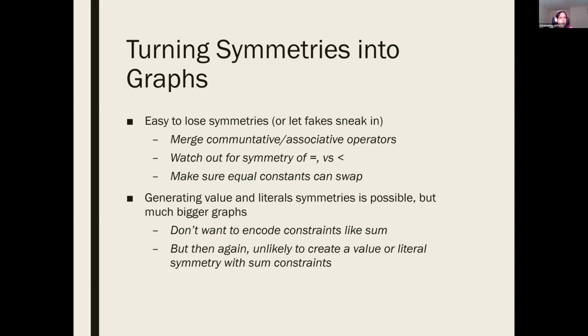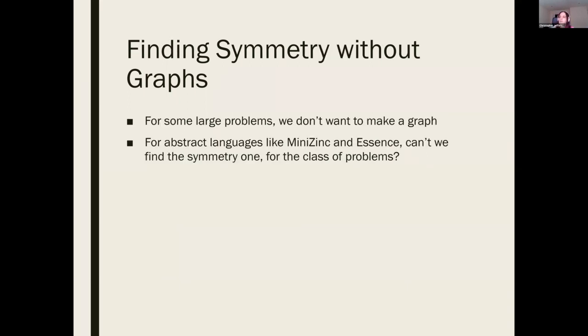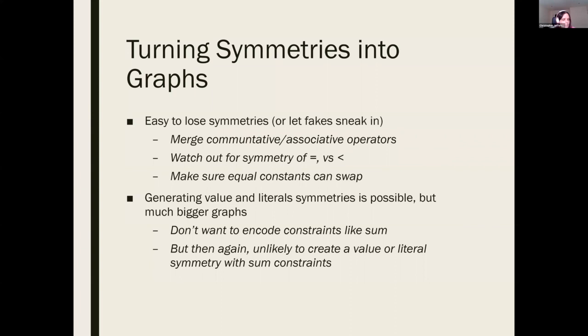On the other hand, if you have a sum constraint, it is extremely unlikely that you would be able to permute the values. Some constraints intrinsically care about the order of the things that they're adding. You might be able to permute the order of the variables, but not the order of the values. Just to say something else.